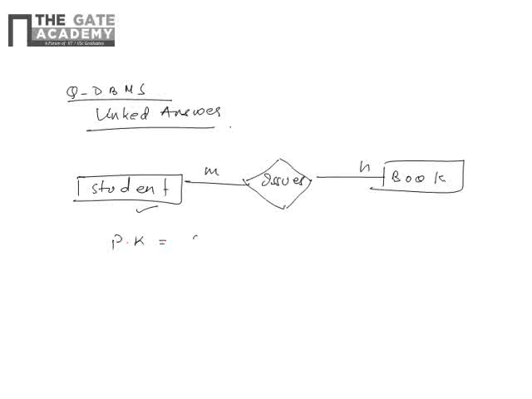The primary key will be the student USN, and in the book table the primary key will be the book ID. Only these will be unique, because different students may have the same name but they have different USN or roll numbers, and the book ID will be different for each and every book. So these are the two primary keys required.